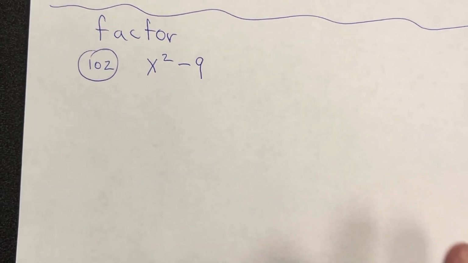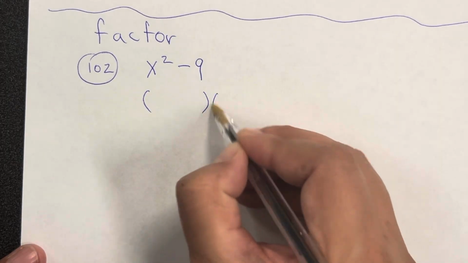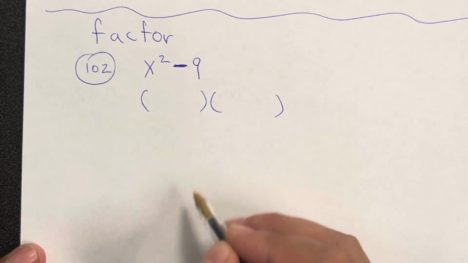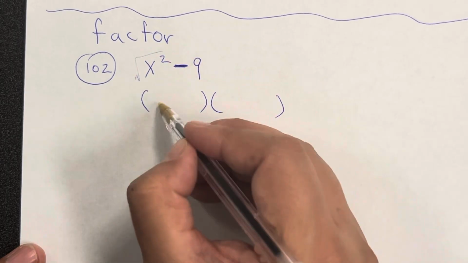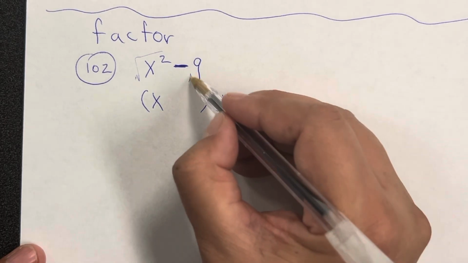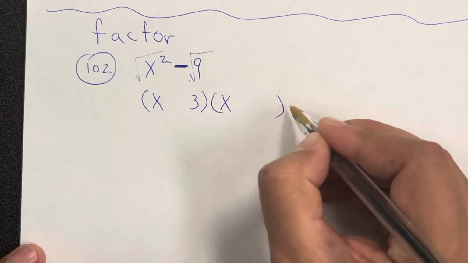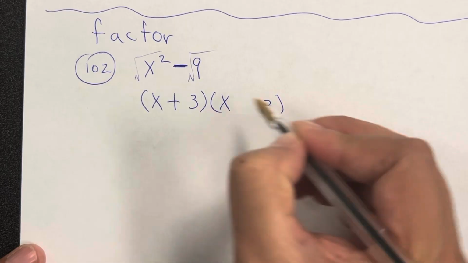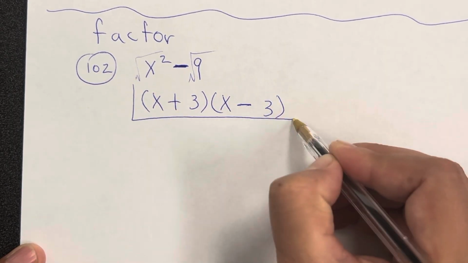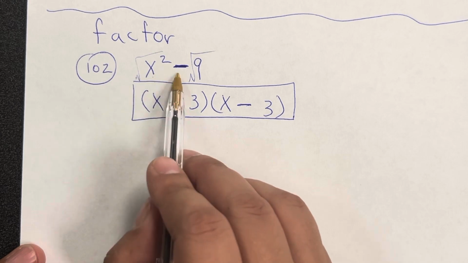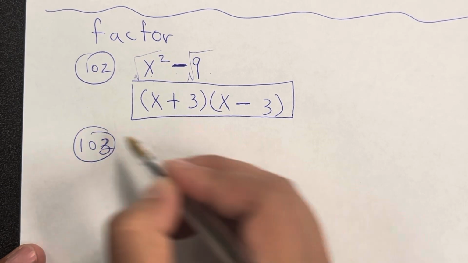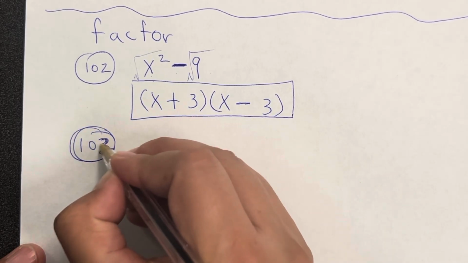So all you have to do is open parentheses. Remember, when we have a perfect square and minus in the middle, all you have to do is take the square root of the first one, the square root of x squared is x, and put it on both. Square root of the second one, which is 3, but then positive times negative is this negative. So that's all you have to do, okay? And that's only when you have perfect square minus another perfect square. Okay, 103.